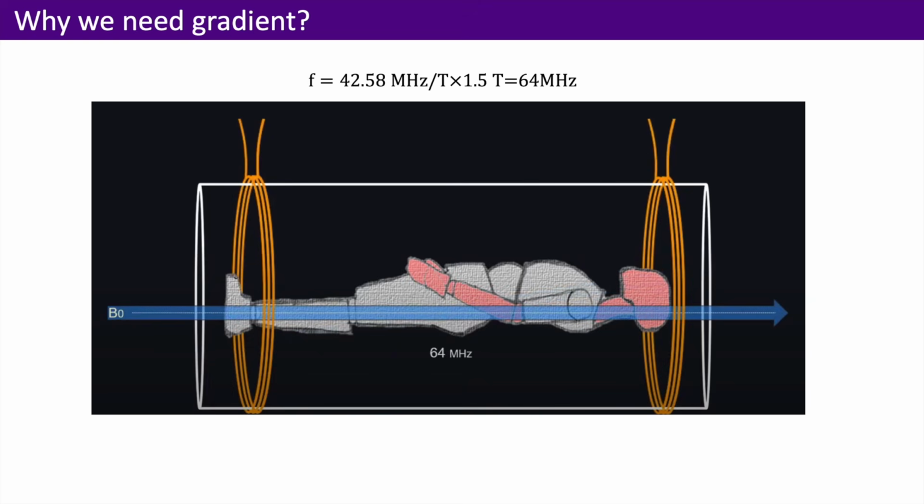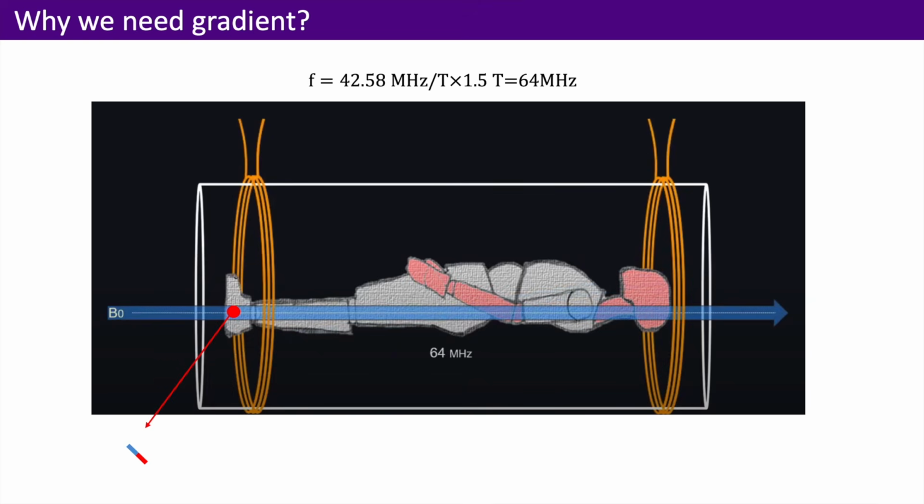And let's understand why we need the gradient. In MRI, let's take a 1.5 Tesla scanner, where the gyromagnetic ratio of the hydrogen atom is 42.58 megahertz per Tesla. When we use the equation we just showed, we get that the Larmor frequency, or the resonant frequency, is 64 megahertz. It means that all the protons inside our body are precessing with the same frequency.